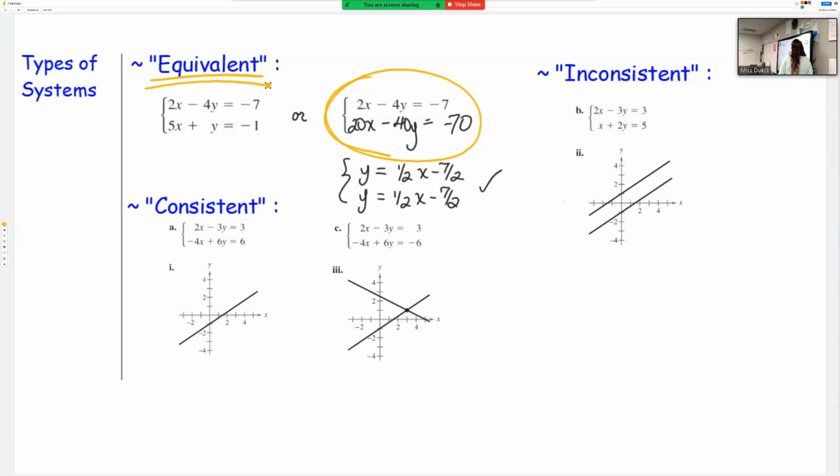I know they look different, but what are they in reality? Equivalent. An equivalent system says we're not talking about two different things, we're only talking about one. This one's not equivalent because those are two totally different expressions.